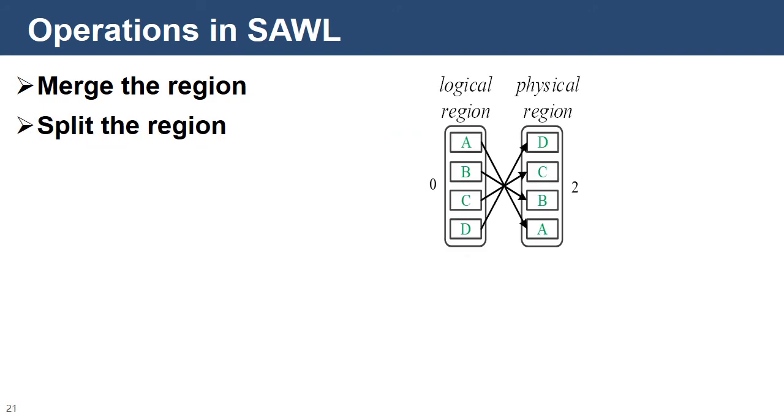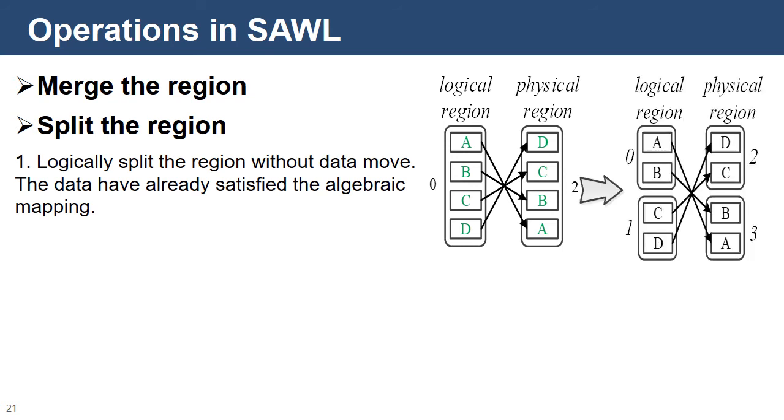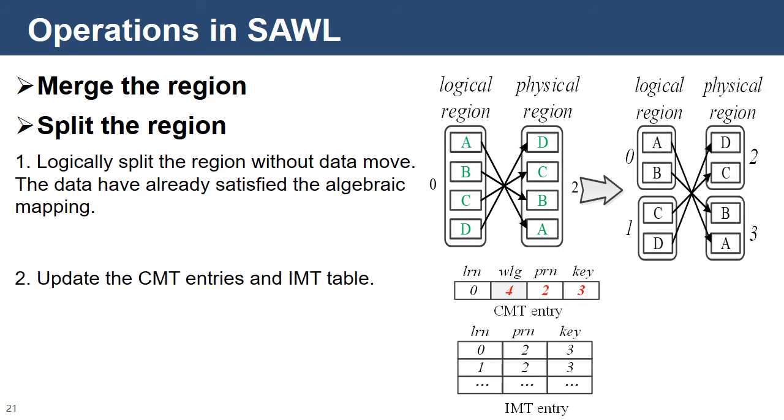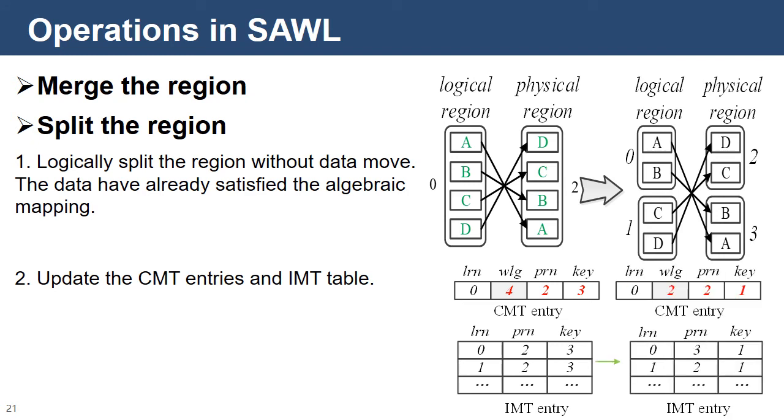Splitting the region is simple. We logically split the region without data movement, since the data has already satisfied the algebraic mapping. Then, we update the CMT and IMT.